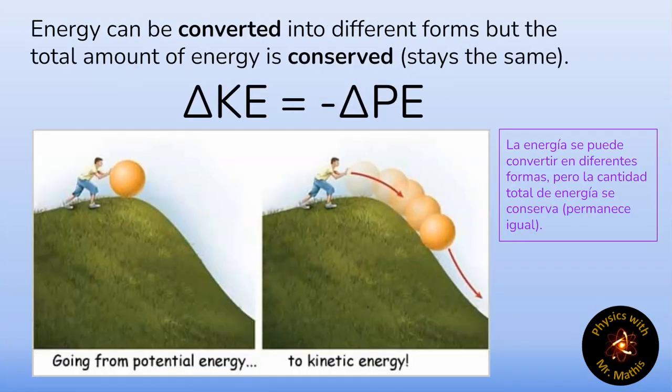Energy doesn't always stay in one form. It can be converted back and forth between different forms, even though the total amount of energy stays the same. For example, if you rolled a big ball down a hill, the potential energy it had from being on top of the hill would turn into kinetic energy as the ball rolled down the hill. The amount of kinetic energy that the ball gained would be equal to the amount of potential energy the ball lost. This is called conservation of energy.